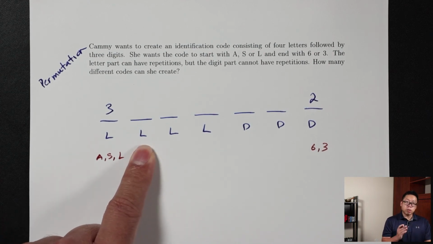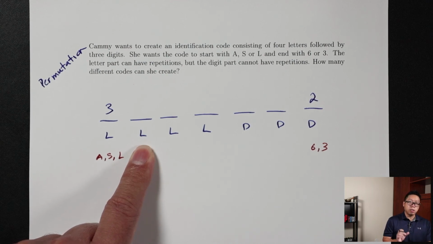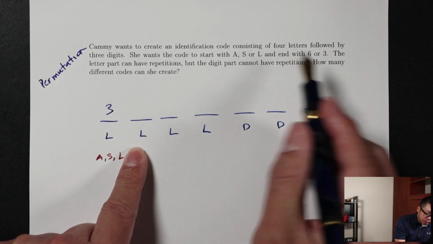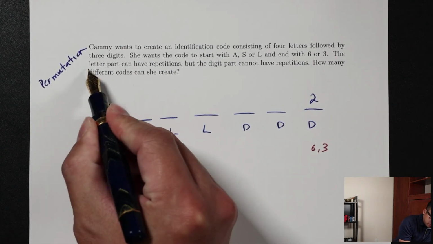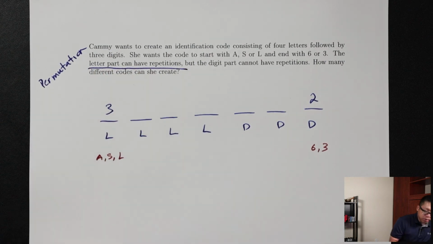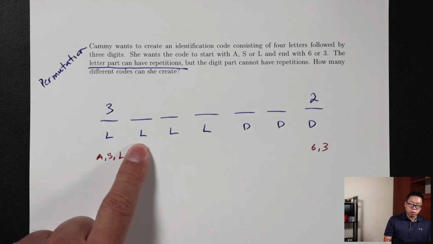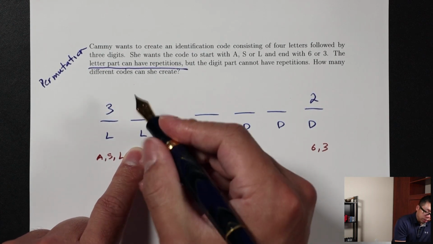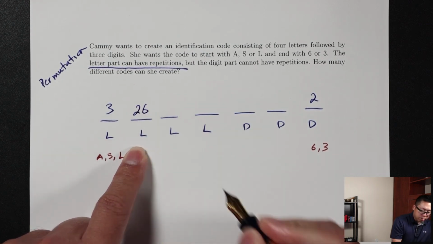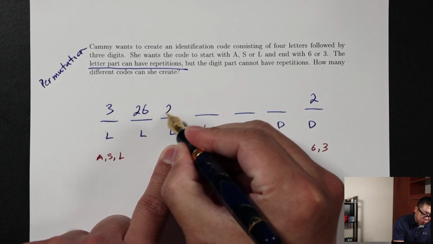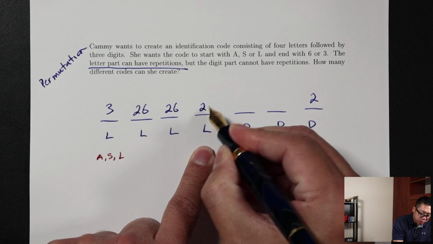Letter. So letters are A through Z. Normally that would be 26. And the question is, do I have to reduce? And the question I'm going to ask is, can I have repetitions or not? The letter part can have repetitions. So if you are allowed repetitions, you don't have to reduce. So I have the full A through Z, that's 26, okay? I'm allowed repetitions, so I don't have to reduce, full 26 and full 26.